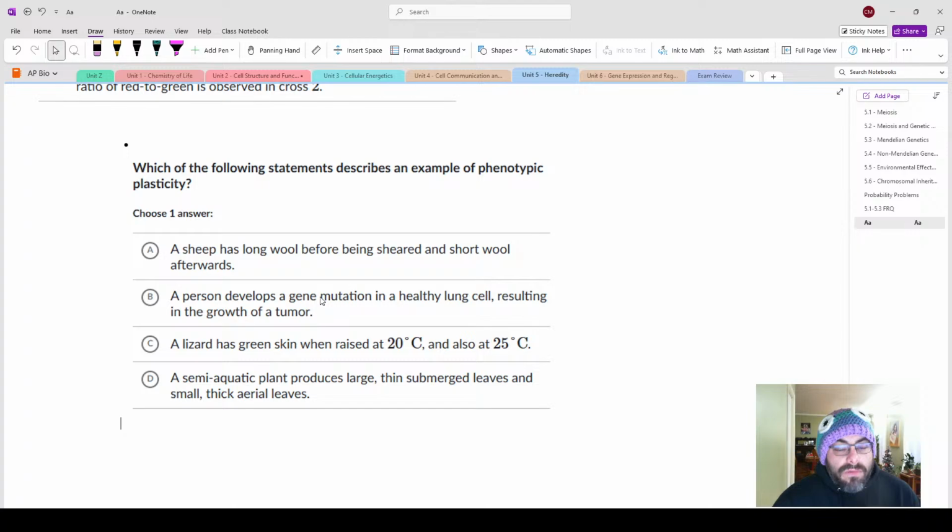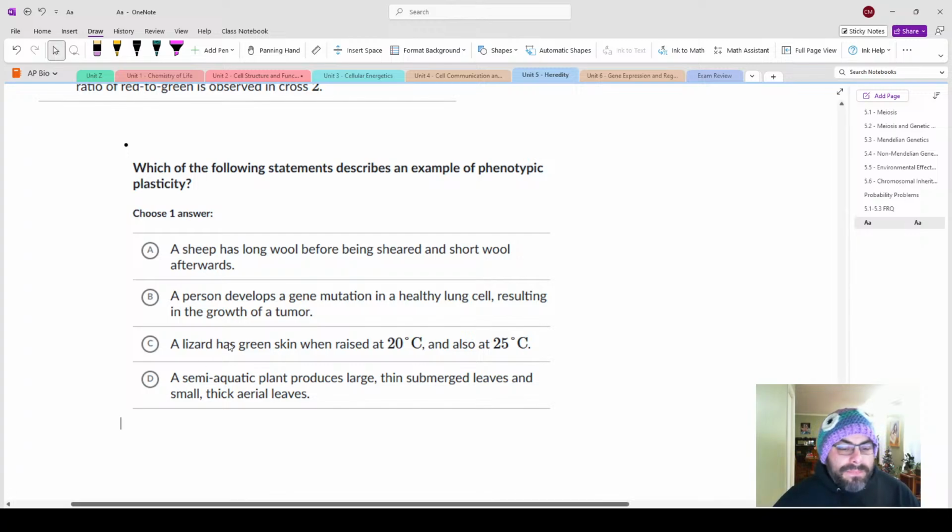A sheep has long wool before being sheared or short wool afterwards. That is not it. Person develops a gene mutation. Not it, because it's not mutations, right? Lizard has green skin when raised at 20 degrees and also at 25. And so what is that showing you? That is the distractor here, right? It is trying to get you to think, oh, I remember the change in temperature. But what's the difference? There's no plasticity in the phenotype based on the environmental change. If I was taking this test, I'm going to fill in D, and I'm not even going to read it. Because if A, B, and C are wrong, D has to be correct necessarily.